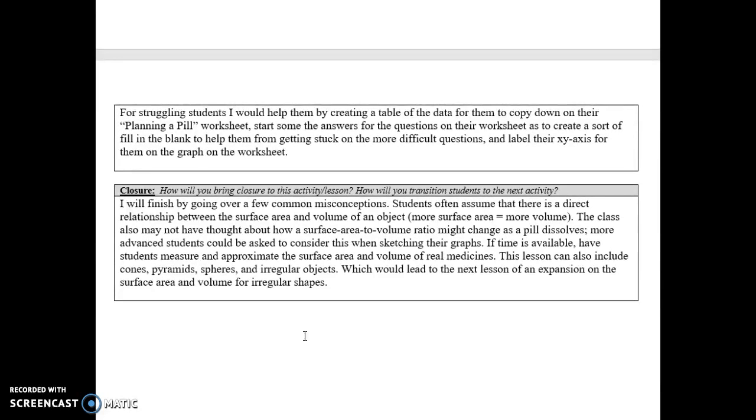And for the closure, we would go over a few common misconceptions that students have. For example, a lot of times students tend to think that the greater the surface area, the greater the volume, which is not necessarily the case, because with different shapes, you can have a small volume, but a larger surface area, etc. So I think this was a great lesson, and this document we used is a great document to plan a lesson off of.